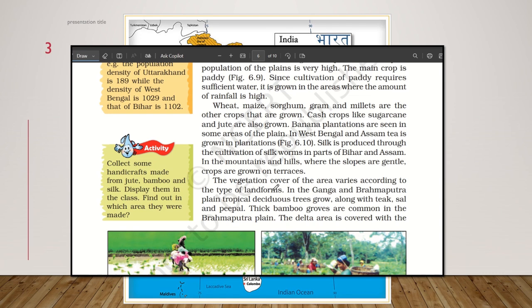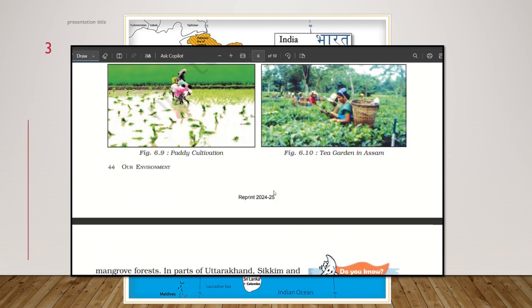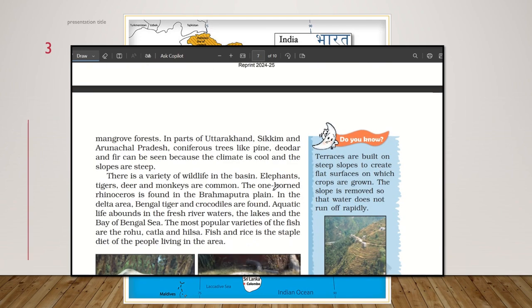So the vegetation cover of the area varies according to the type of landforms. In the Ganga and Brahmaputra plain, tropical deciduous trees grow along with teak, sal, and peepal. Thick bamboo is common in the Brahmaputra plain. The delta area is covered with mangrove forests. In parts of Uttarakhand, Sikkim, and Arunachal Pradesh, coniferous trees like pine, deodar, and fir can be seen because the climate is cool and the slopes are steep.